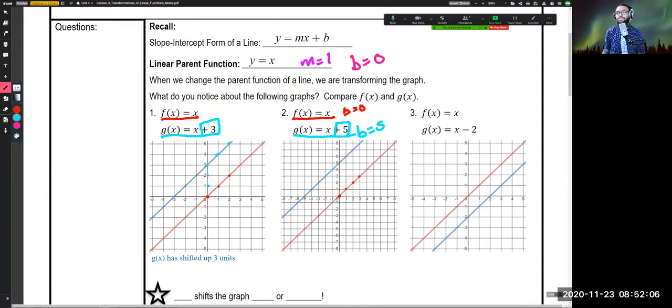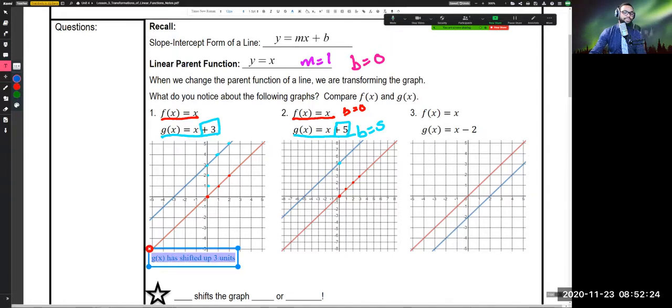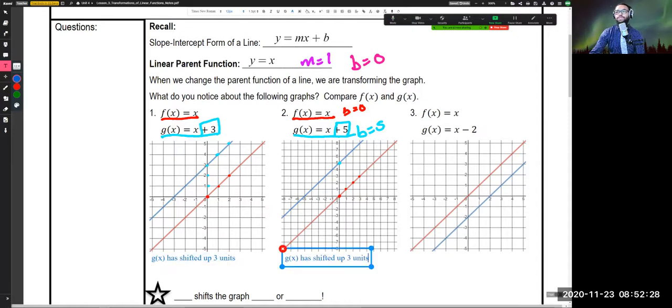So we start at 0, 1, 2, 3, 4, 5. Here we go. We see that b is now 5. And so what we notice about this function is that g of x has shifted up 5 units. Instead of retyping all this, I'm going to copy and paste. So g of x has shifted up 5 units.